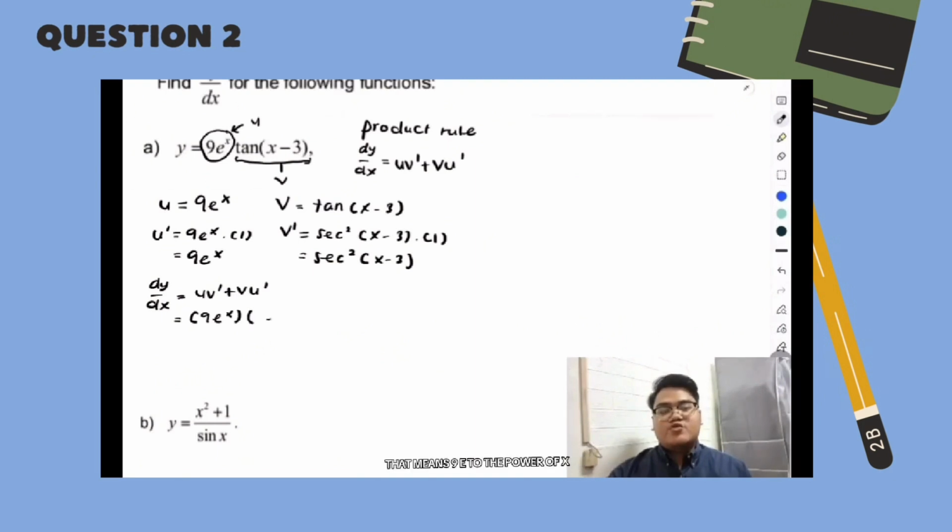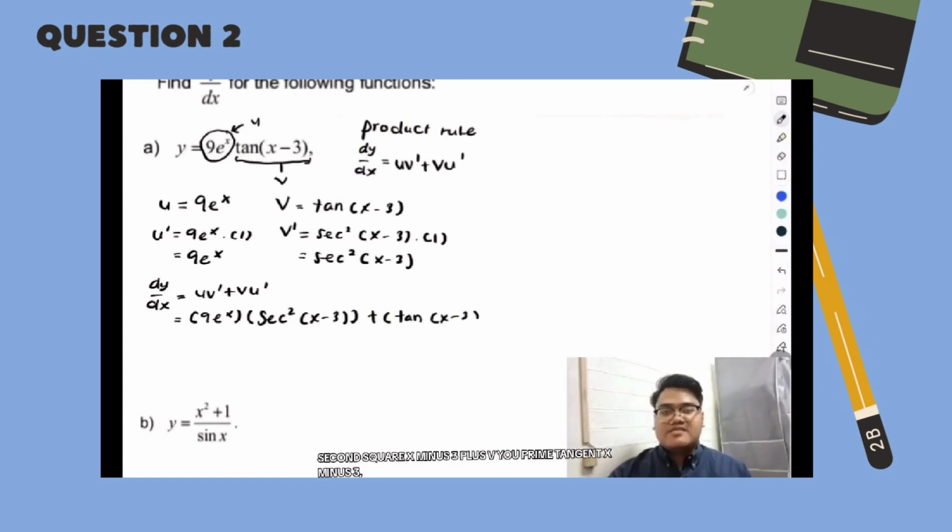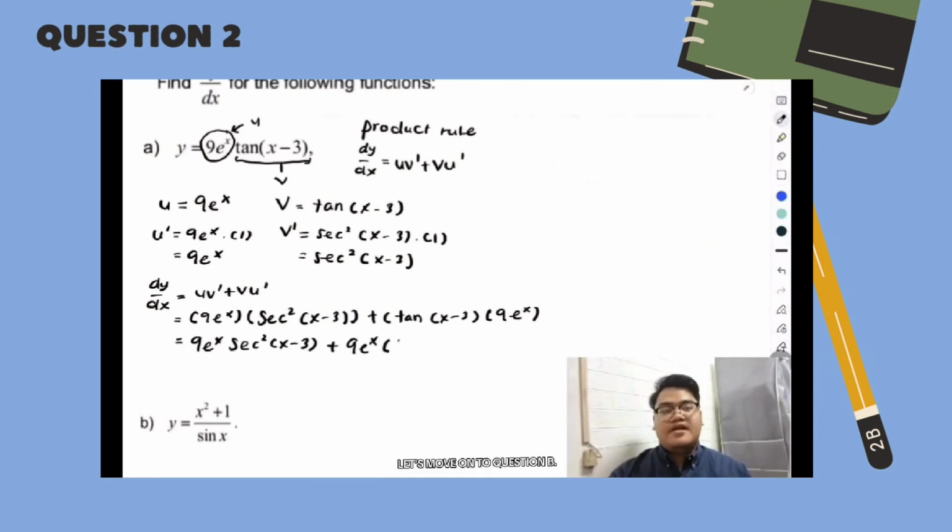That means 9e to the power of x multiply secant squared x minus 3, and we get 9e to the power of x secant squared x minus 3, plus vu prime, tangent x minus 3 multiply 9e to the power of x, and we get 9e to the power of x tangent x minus 3. That's the answer for question A. Let's move on to question B.